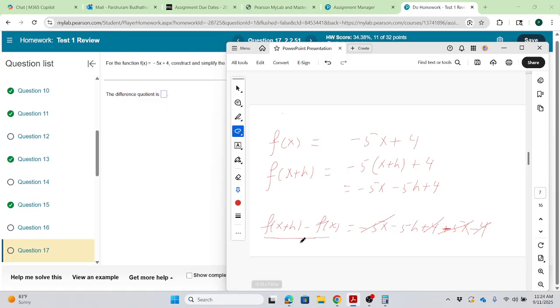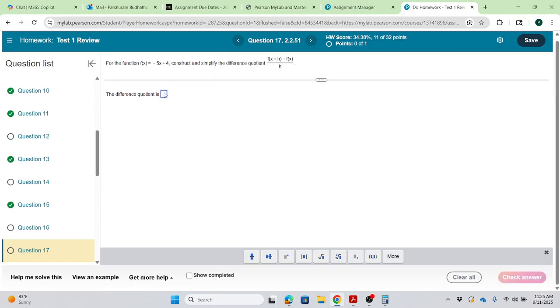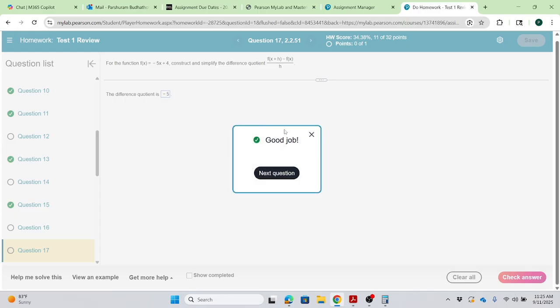Now we would like to divide this difference by h. So we are dividing this negative 5h by h, and it will be negative 5 only. So the difference quotient is negative 5. The difference quotient is nothing but just the slope of this line, which is negative 5.